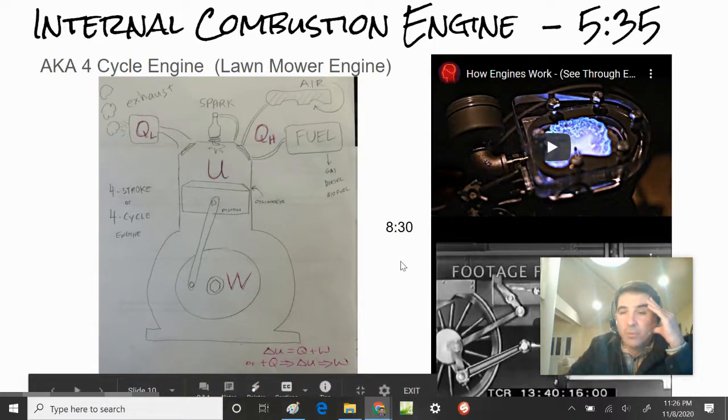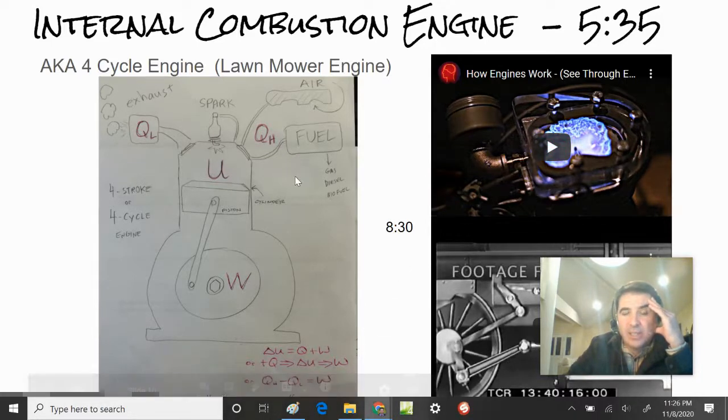So once again, what we're looking at is the ability for heat to cause a change in internal energy, which allows us to do work. How much work? How much work depends on the difference between the hot side and the cold side.